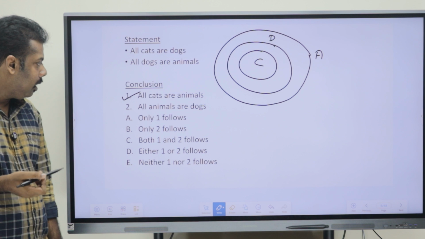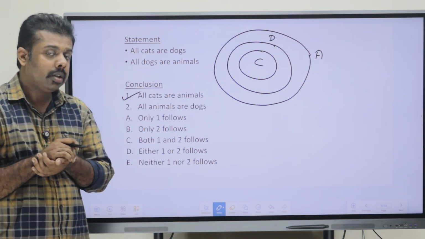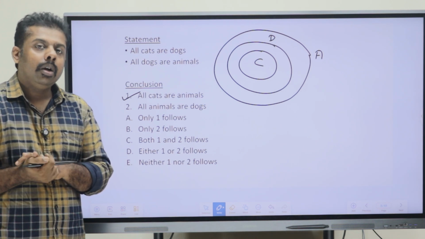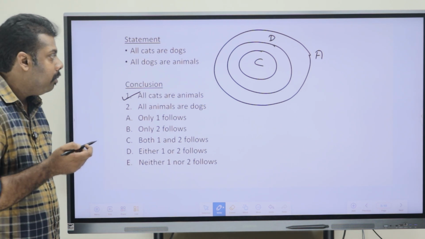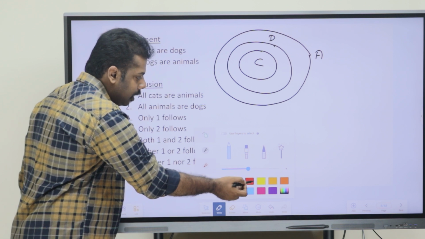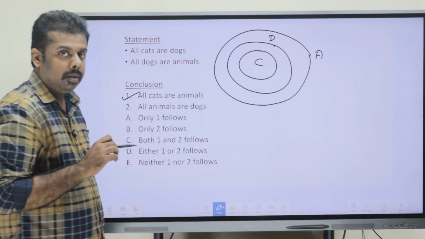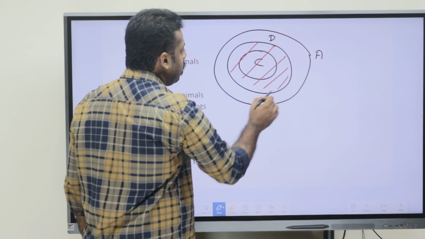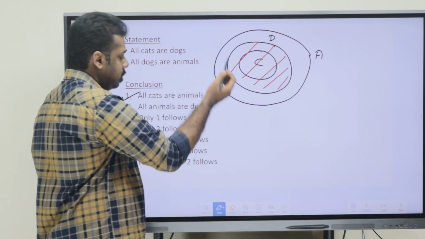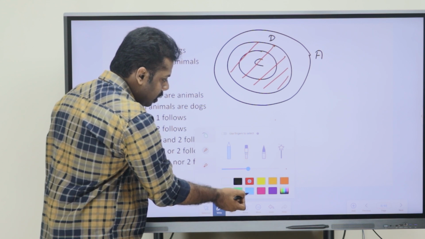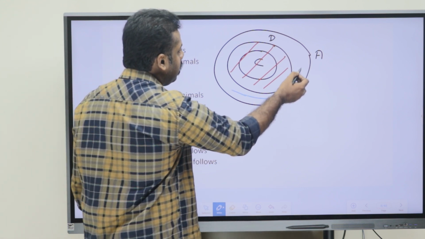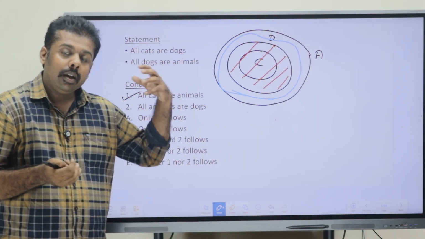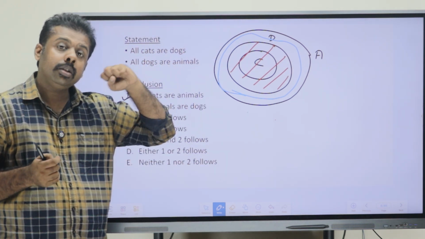Okay. Now the second conclusion, all animals are dogs. Is it right or wrong? It says that animals in total have to be dogs. So can we say that? No. Why? Because if we just see, animal is the outer circle here. So till this portion we can say that all animals are dogs. But after this portion, if I'm just marking this in a blue portion, about this portion we can't say entirely that that portion is a dog.